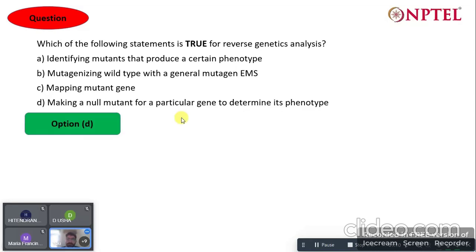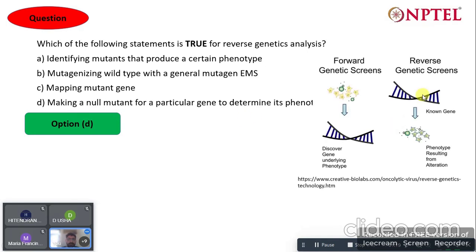Okay. So the option is D. In reverse genetics, we use different genes and mutate them to check what phenotype they show. When we use a phenotype to study its genetic makeup, then it's forward genetics. Okay, so option D is correct.